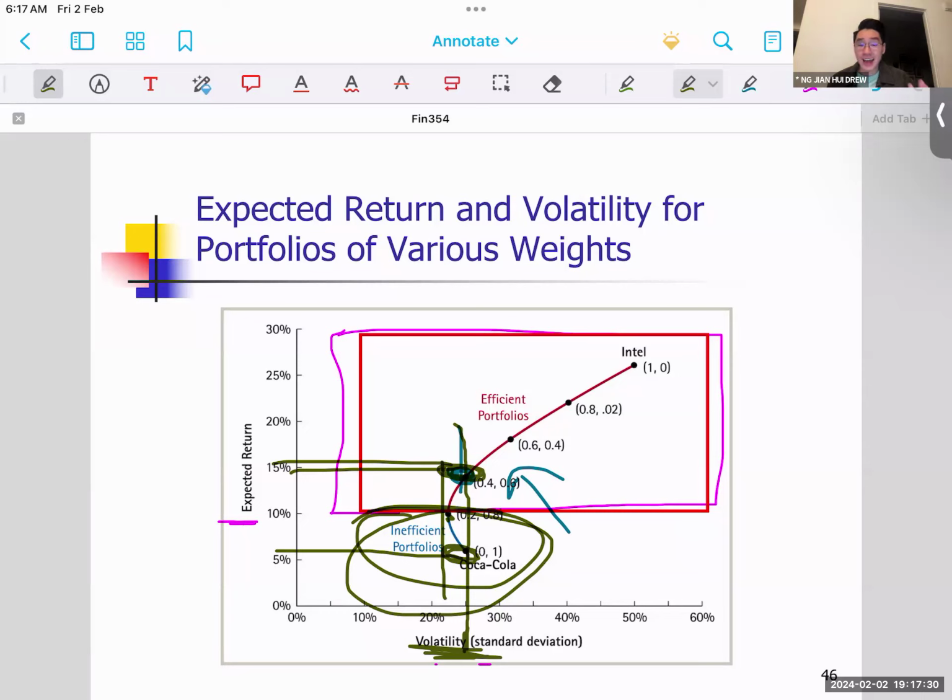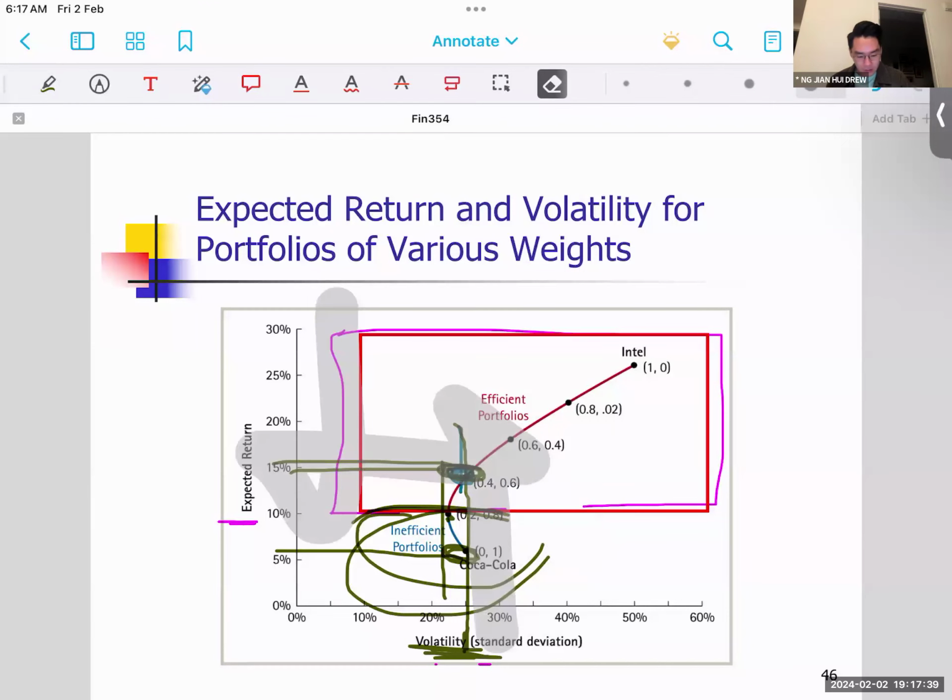Okay, maybe I'll pause here. Any questions regarding how we differentiate inefficient and efficient portfolios?